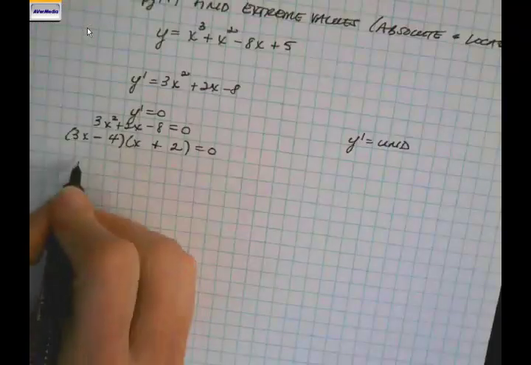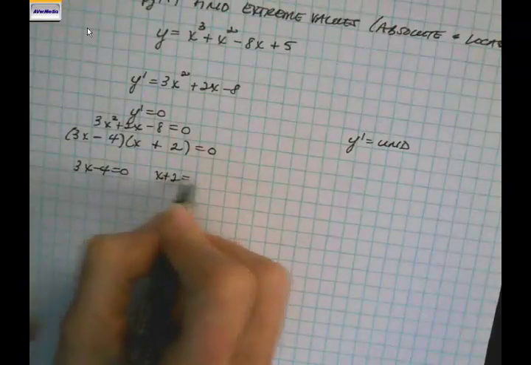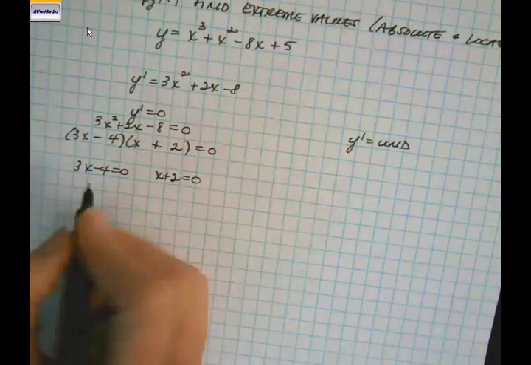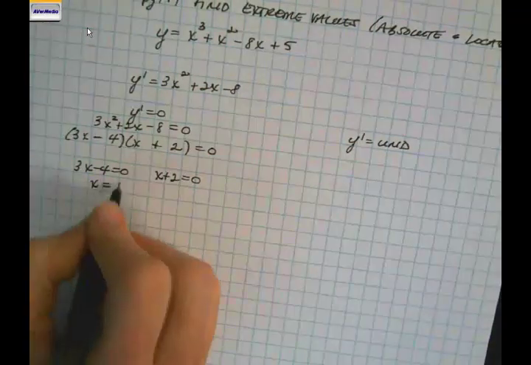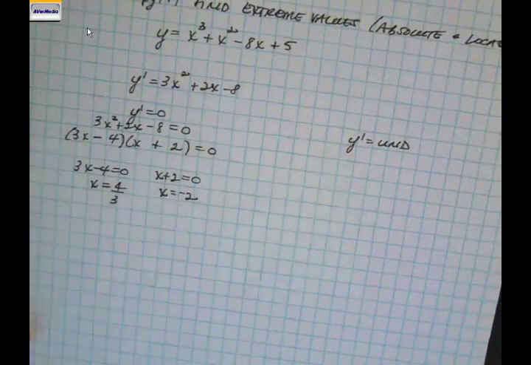Okay, so then you get, this is called the zero product rule, where you take each factor of the product and set them equal to 0. So one of them is an x value of 4/3 and the other is an x value of -2.